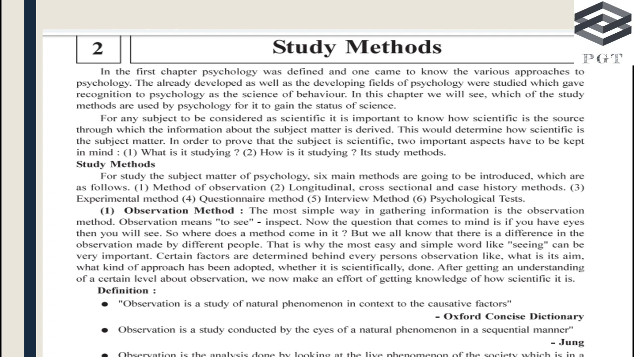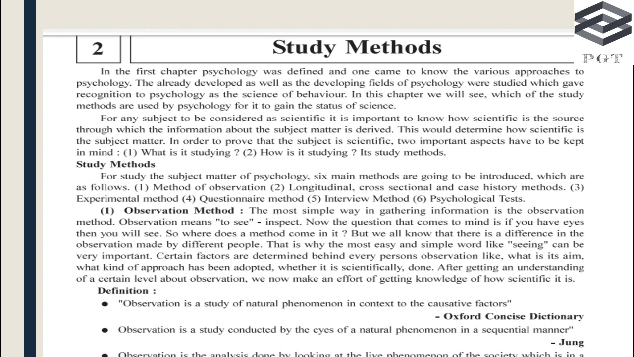To prove that a subject is scientific, two important aspects have to be kept in mind: What is it studying? How is it studying? And its study method. We should have complete information about what we are studying and how we are studying. If we ask logically why we study psychology, why the subject comes up and why we are studying it, then we realize the actual meaning, and that is the methodological study.